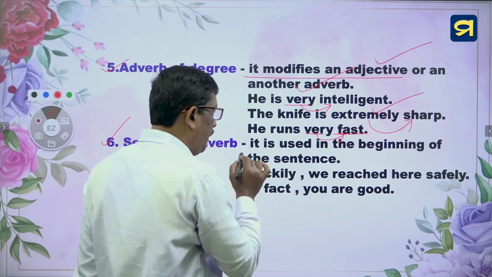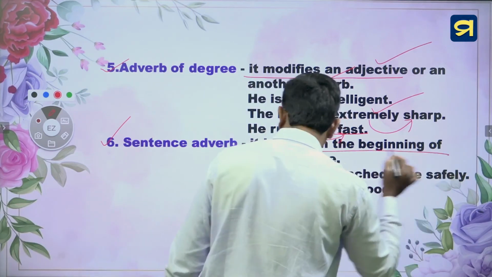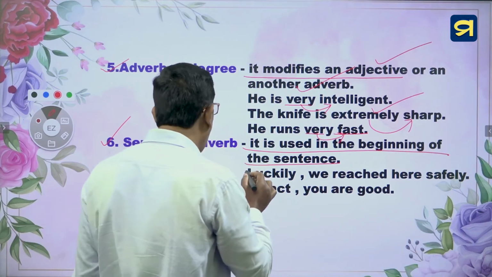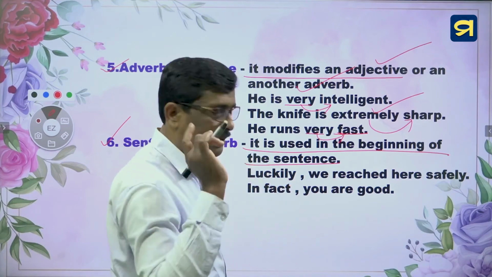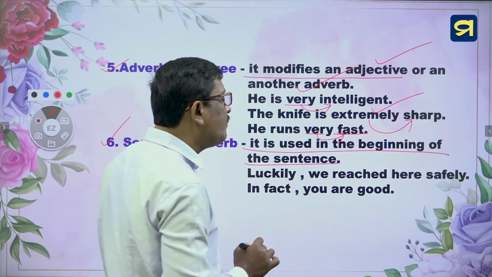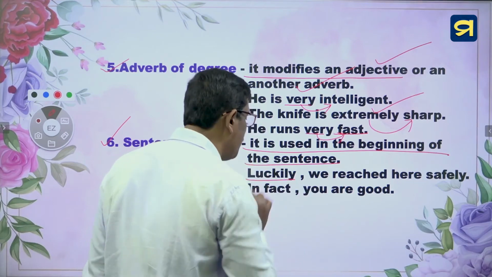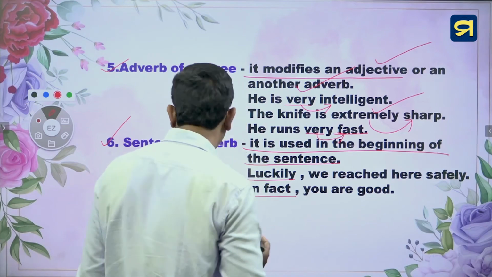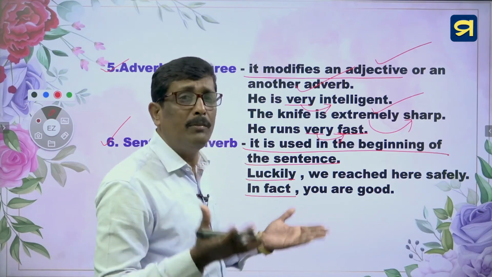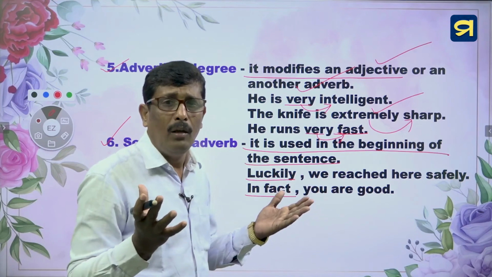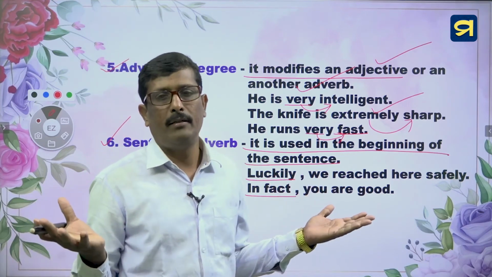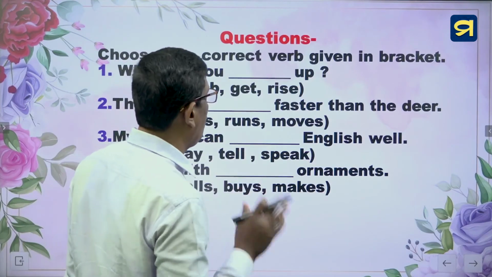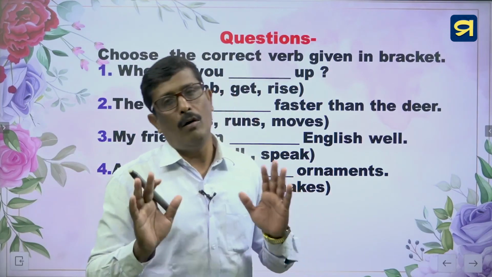Sentence adverb means it is used in the beginning of the sentence. Generally, a comma is given after the sentence adverb. Luckily, we reached here safely. Here, luckily is the sentence adverb. In fact, you are good. In fact is the sentence adverb. Unfortunately, we are not hurt. So these are the different examples of sentence adverb.